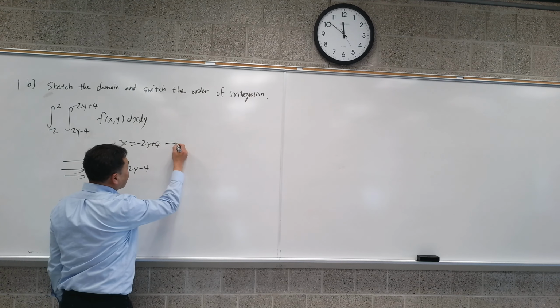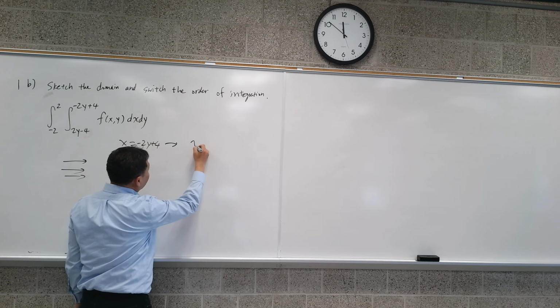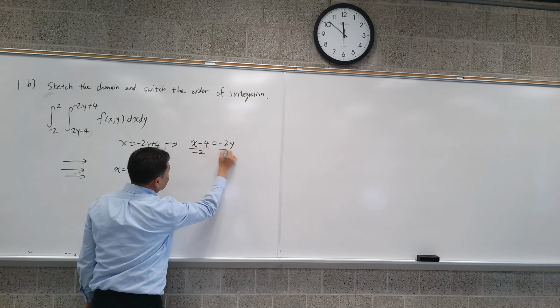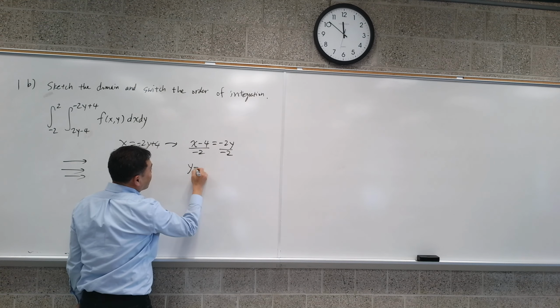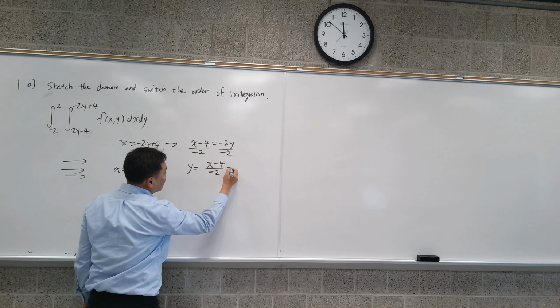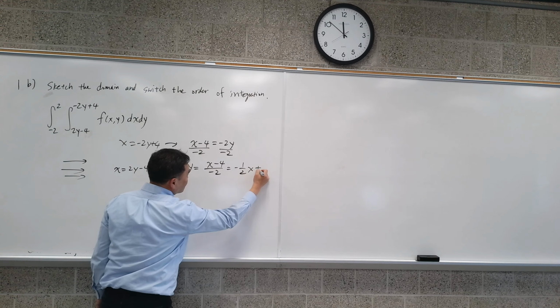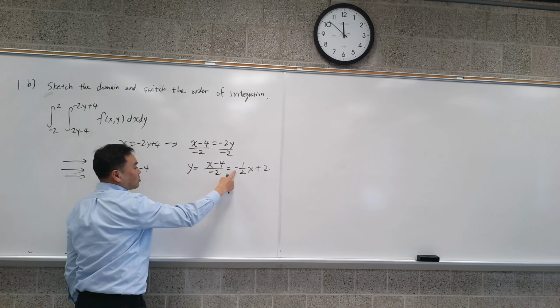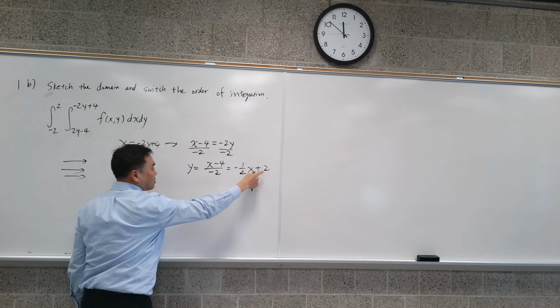And usually it's hard to see what the graph is when you have x equals, so let's try to solve for y, okay? So this is going to be x minus 4 equals negative 2y, divide by negative 2, so you get y equals x minus 4 over negative 2, which is negative 1/2 x plus 2. Okay. So you do x over negative 2, which is negative 1/2, and negative 4 over negative 2, which is plus 2.